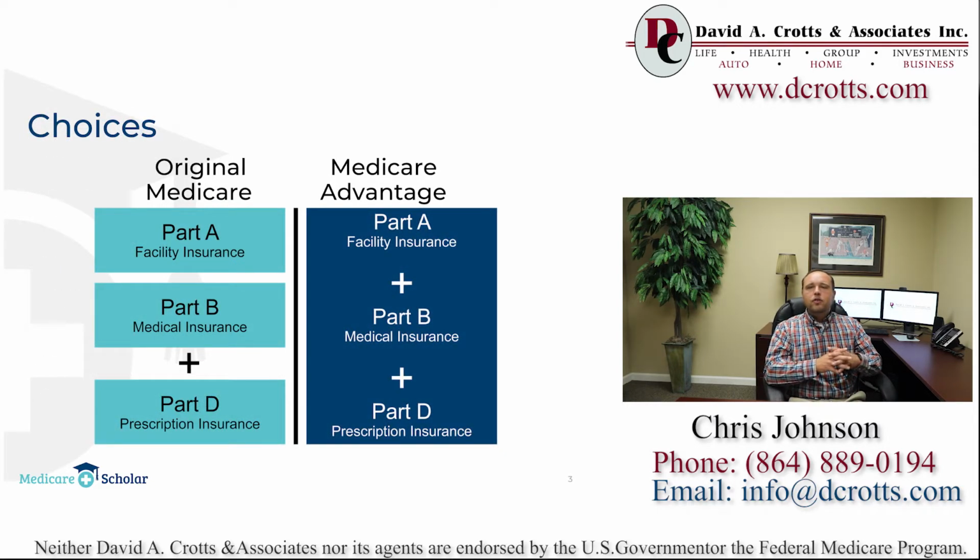Did you know that beneficiaries have a choice when it comes to their coverage? You can choose to enroll into Original Medicare, which includes Part A, which is your inpatient hospitalization, Part B, which covers your outpatient or doctor's office visits, and you can purchase a Part D plan, which covers your prescription drug coverage. Or you can choose to enroll into a Medicare Advantage plan. This combines Part A, B, and D all into one package.